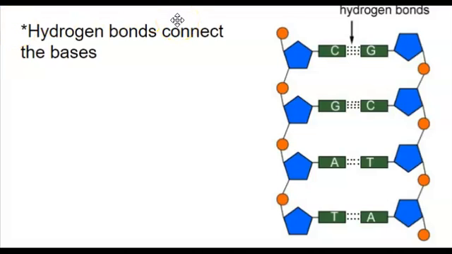You might be wondering, what the heck's a hydrogen bond? Well, it's a bond made out of hydrogen. So it's two hydrogen molecules connected together. This is going to be very important when we talk about how DNA copies itself. But for now, just know that the letters are connected by hydrogen bonds. A bond is just a connecting point.